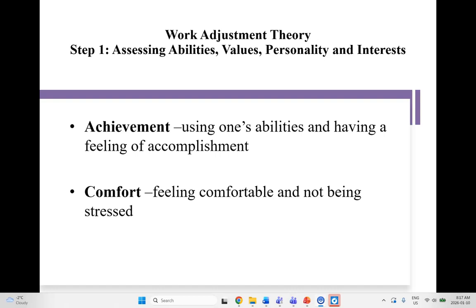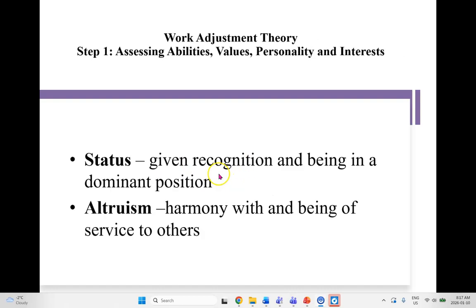Value of comfort means feeling comfortable and not being stressed. For example, some people like being in a fast-paced, quickly changing work environment, and they want that stimulation every day. Others may feel like they don't want that kind of stimulation. They want to feel comfortable and relaxed in their job and not being stressed. So that's a difference in values, but some people can feel comfortable in that highly stressed environment. So it's really up to how we define the idea of comfort.